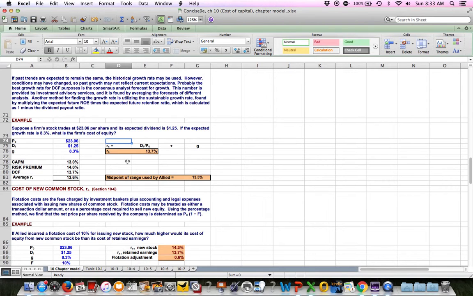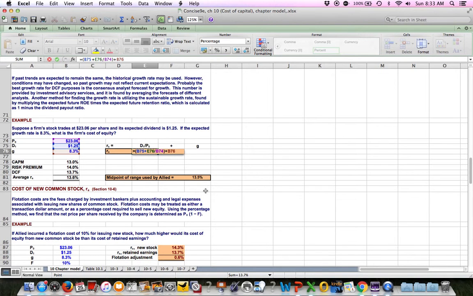And then what we can do is compute my formula right there. It's going to take those numbers right there. So basically D1 divided by P0 plus the growth rate. D1 is 1.25 divided by the price of 23.06 plus 8.3, my growth rate. And that gives me my answer of 13.7.